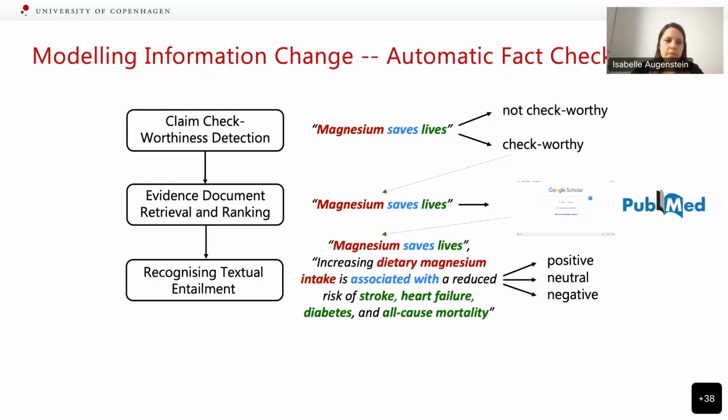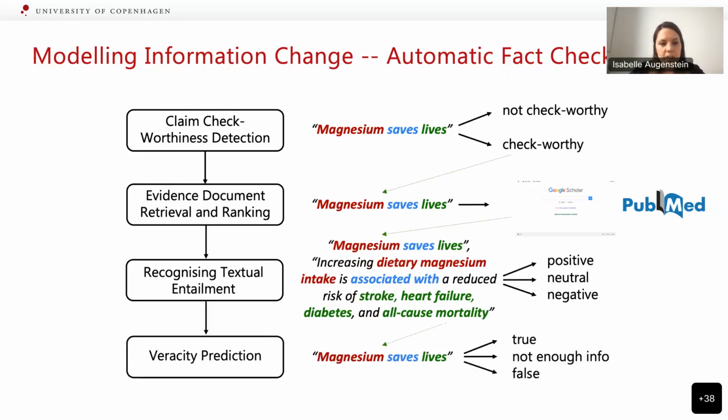The next step could then be called recognizing textual entailment, which is about taking this claim and taking an evidence document or a statement from an evidence document and trying to see if this evidence document backs up the scientific claim, or if it's neutral towards it, or if it refutes it. And the last one is then, given all of these claim evidence pairs, to say what the final veracity is, if it's true, if it's false, or if there is not enough info. And of course, there can be other labels there as well.